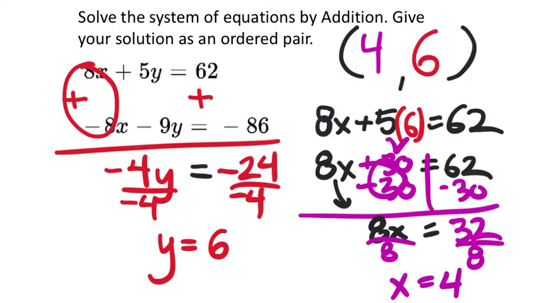So the last thing I'm going to do, and I'm just going to plug this into my calculator, I'm going to do 8 times 4 plus 5 times 6, just to make sure this gives us a true statement. So 8 times 4 plus 5 times 6 is actually 62, so the first equation there does check off. It's true. And then I got negative 8 times x is 4 minus 9 times the y value, which is 6, and I push enter, and I get negative 86 right there as well.